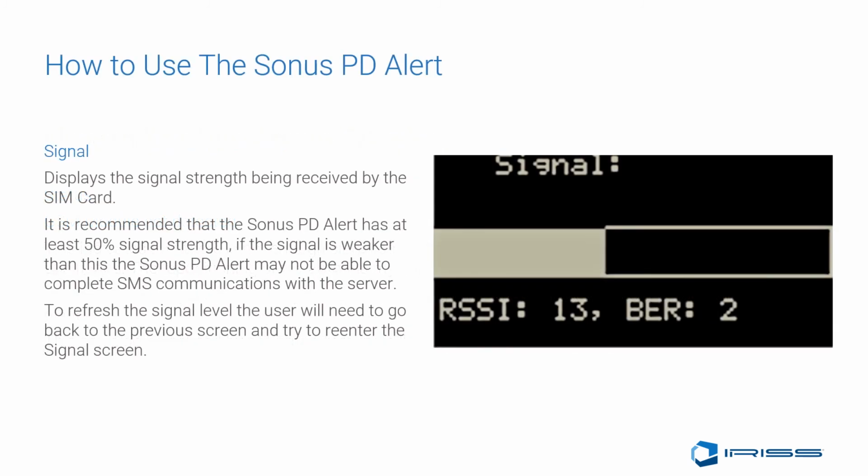Signal test. Displays the signal strength being received by the SIM card. It is recommended that the Sonus PD Alert has at least 50% signal strength. If the signal is weaker than this, the Sonus PD Alert may not be able to complete SMS communications with the server. To refresh the signal level, the user will need to go back to the previous screen and try to re-enter the signal screen.